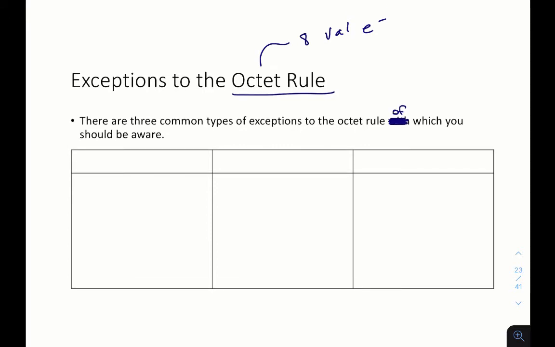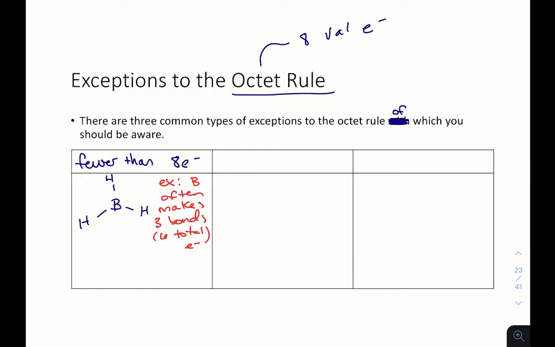Let's start with fewer than 8 electrons, so not quite an octet. The example that you're probably familiar with is BH3, borane. So boron often just has 6 valence electrons around it. Atoms might also have more than 8 valence electrons around them. Examples with which you might be familiar would be sulfur hexachloride, phosphorus hexachloride.